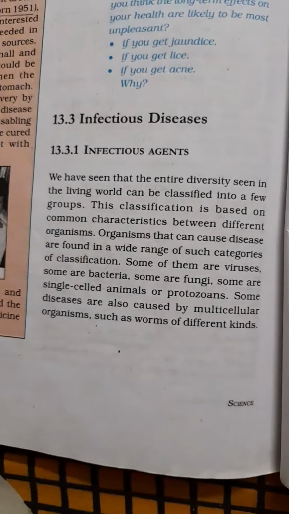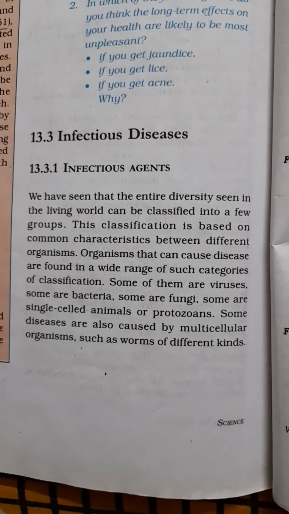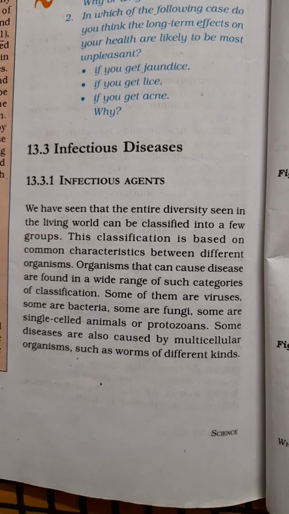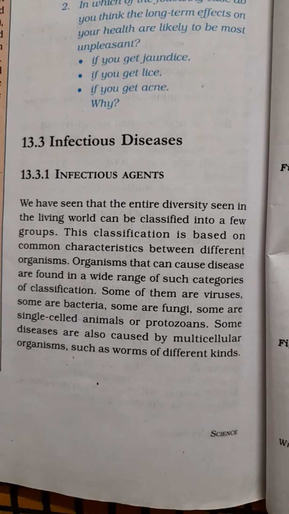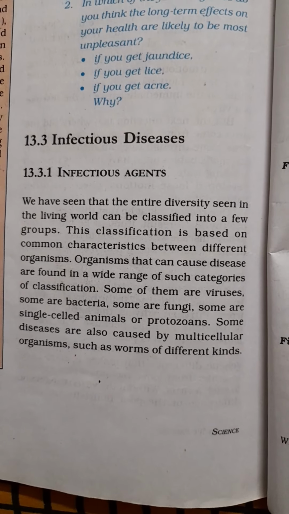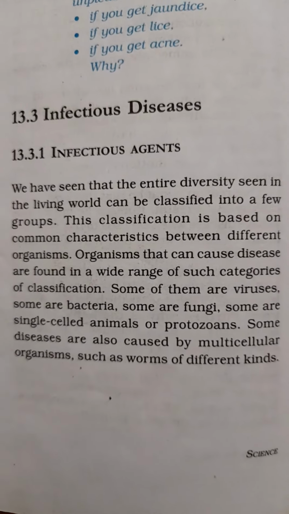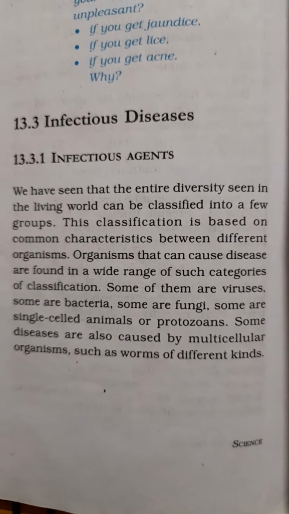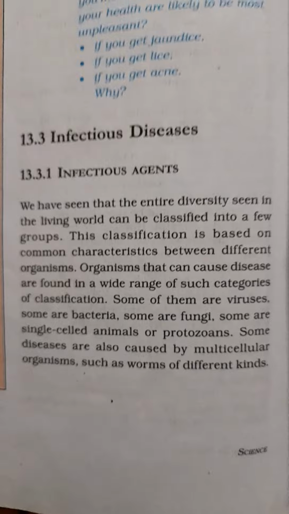Now we are going to see about infectious diseases. The entire diversity seen in the living world can be classified into a few groups. This classification is based on common characteristics between different organisms. Organisms that can cause disease are found in a wide range of such categories. You know, viruses, bacteria, fungi, single cell animals, the protozoans. Some diseases are also caused by multicellular organisms such as worms.